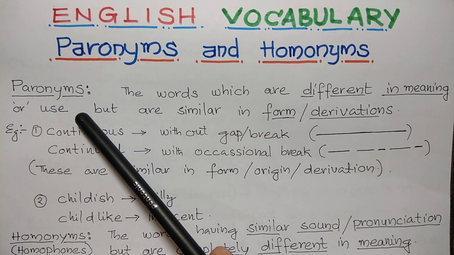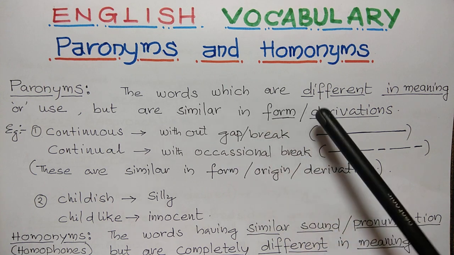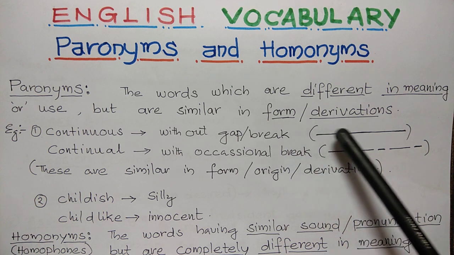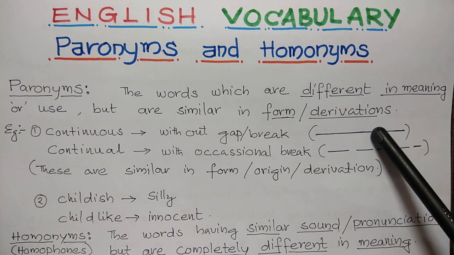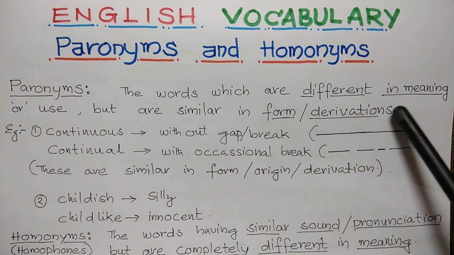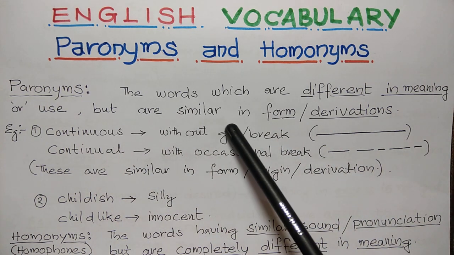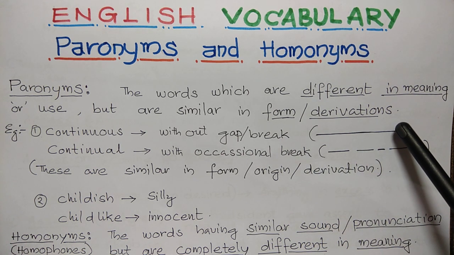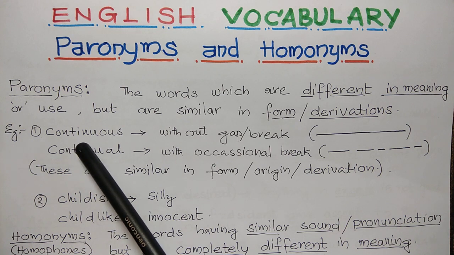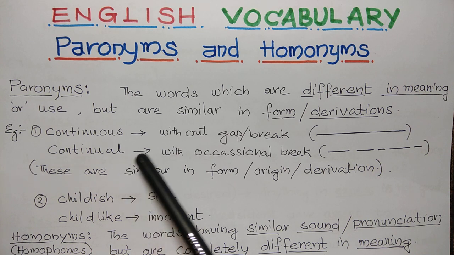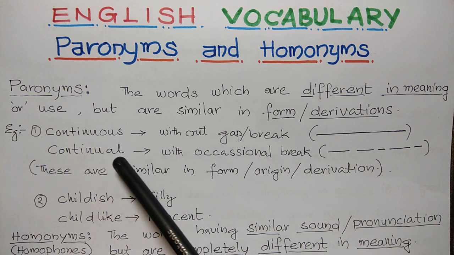Paronyms. The words which are different in meaning or use but are similar in form or derivations or origin are called paronyms. See the example. Continuous, continual. Both are of the same origin. But see, their meaning is different.